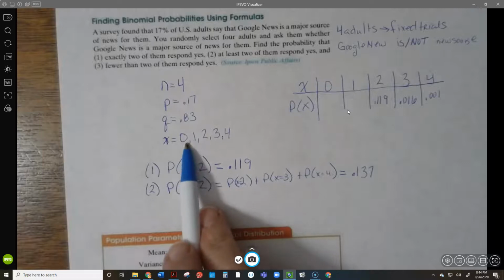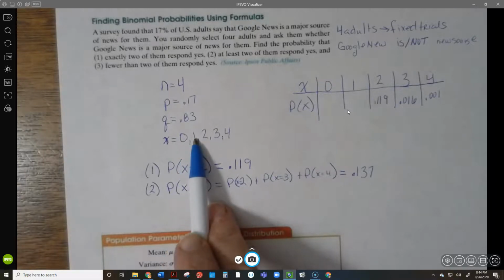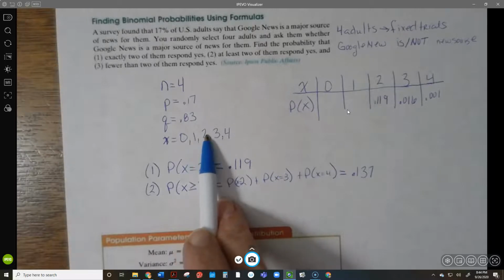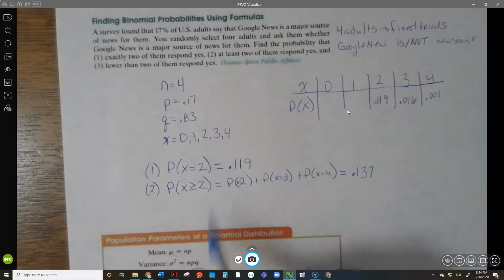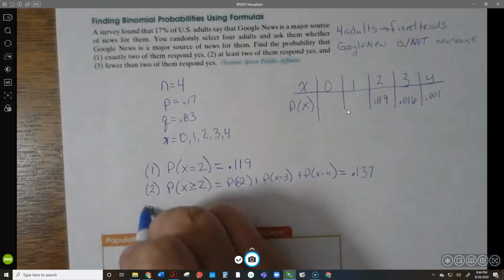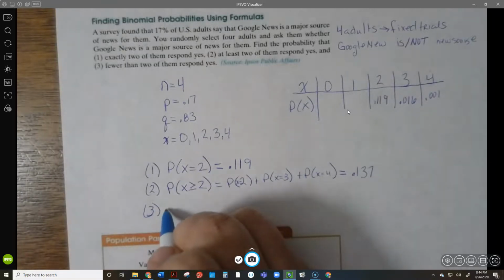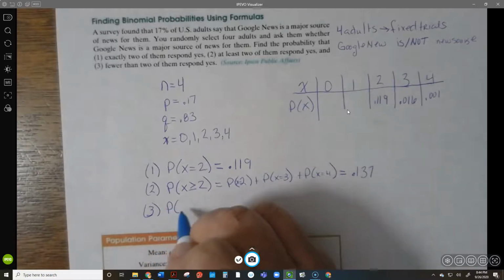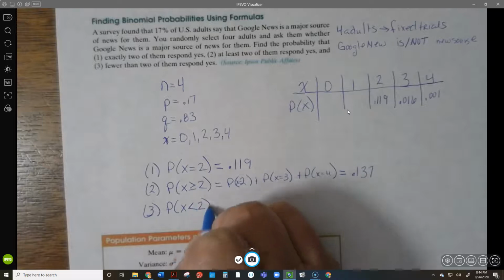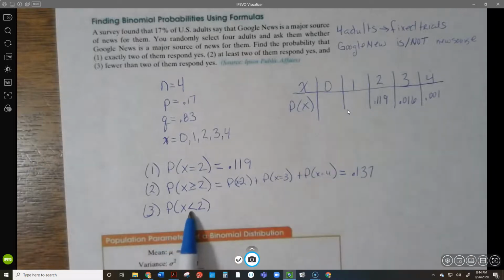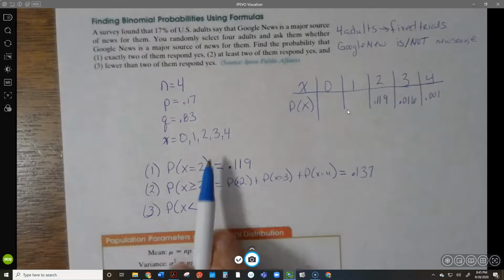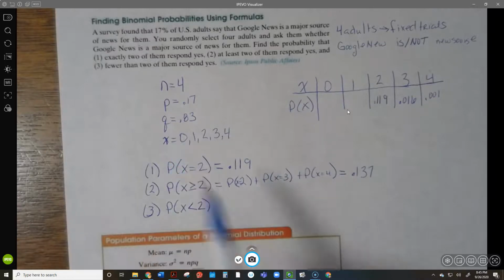Well, what does fewer than 2 mean? Is 0 fewer than 2? Yes. Is 1 fewer than 2? Yes. Is 2 fewer than 2? No. So for question number 3, I'm finding the probability that x is less than 2. Notice I didn't put the bar underneath it because I can't include 2, and the numbers that are less than 2 are 0 and 1.